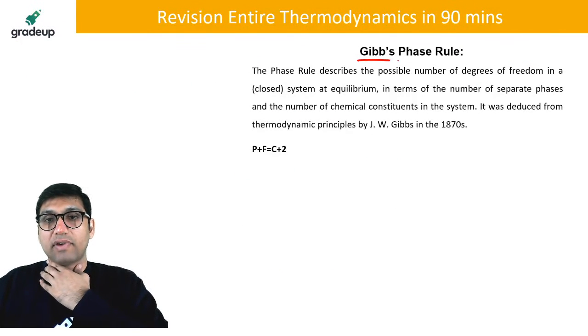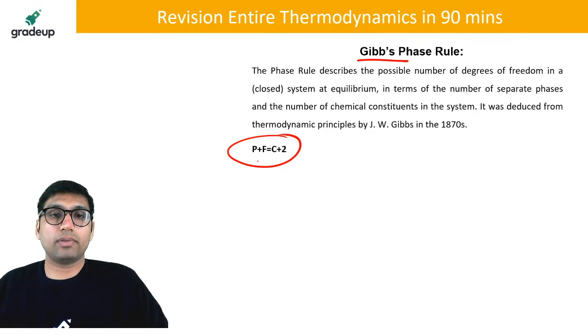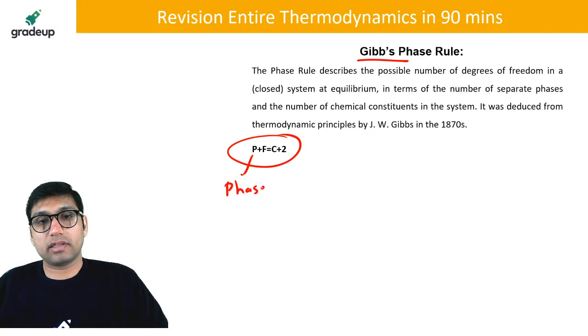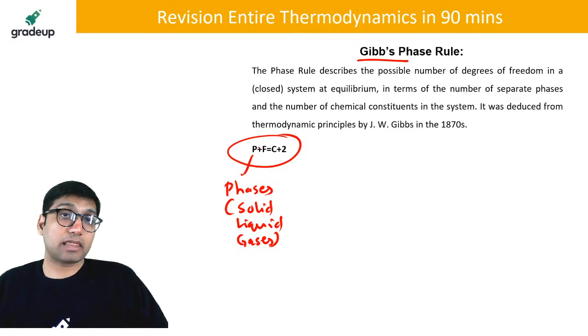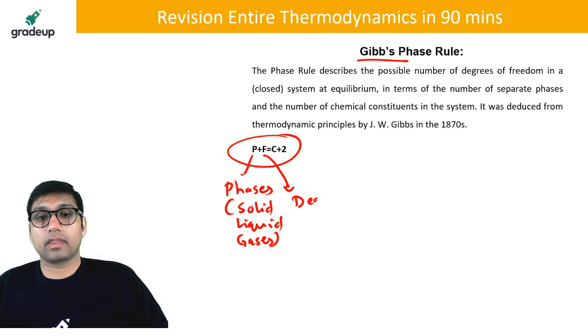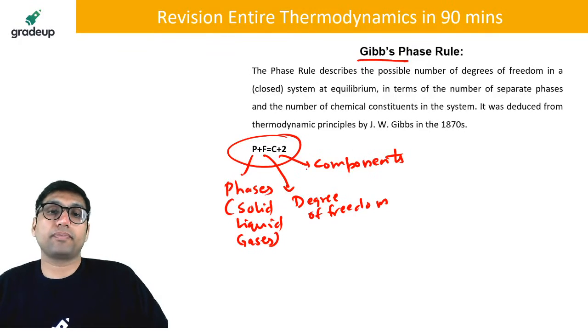Now, the Gibbs phase rule is very, very important. P plus F is equal to C plus 2. P defines the number of phases, for example, solid, liquid, and gases. These are the three phases you study in thermodynamics. Although we have a plasma phase also, we don't study plasma. F is the degree of freedom. Okay. So degree of freedom is very, very important. C is the number of components. So this is the Gibbs phase rule, which is very, very important.